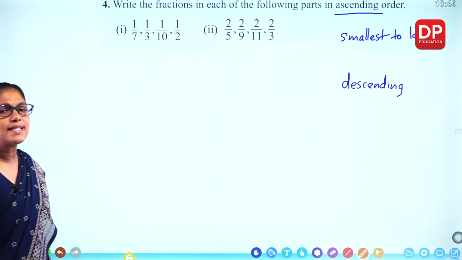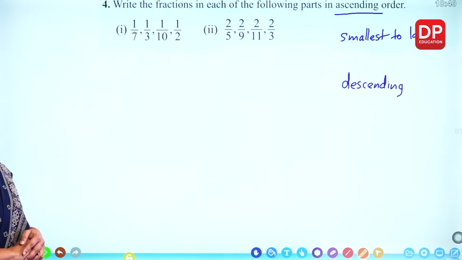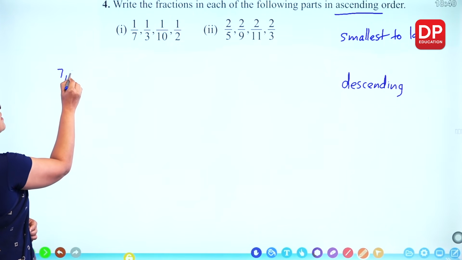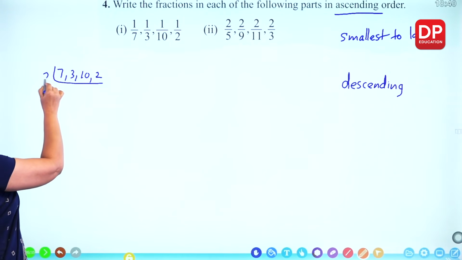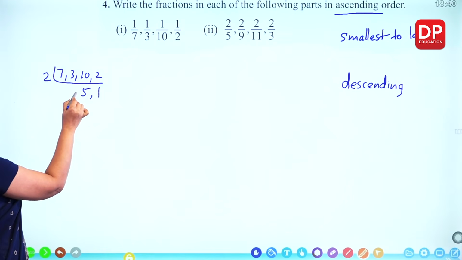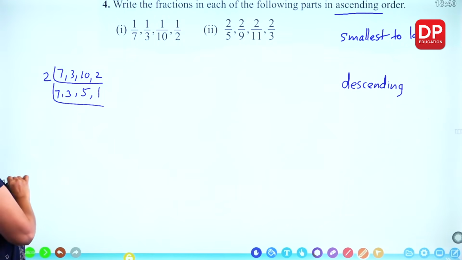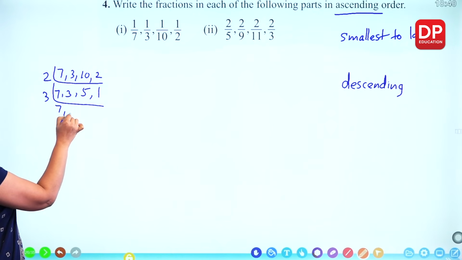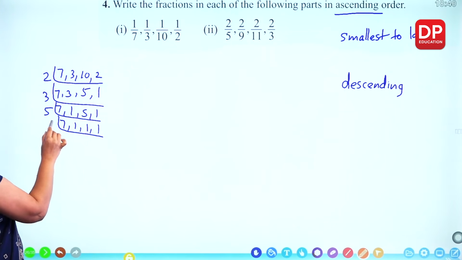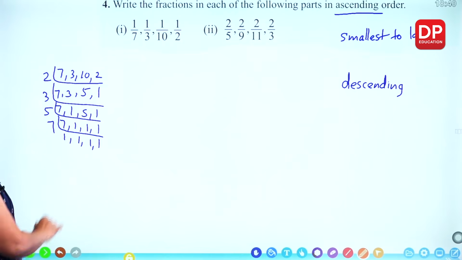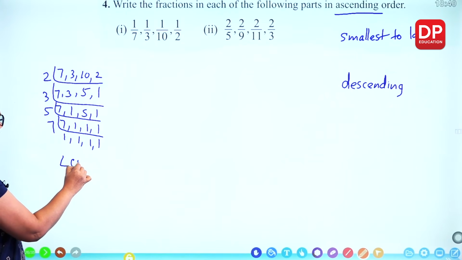Here the denominators are different. So what do you do? You have to find the lowest common multiple. So first thing, take these numbers, find the lowest common multiple. You can divide by 2. You can divide by 3. You can divide by 5 here. Again, you can divide by 7. So till you get 1, you have to divide. So what's the lowest common multiple?